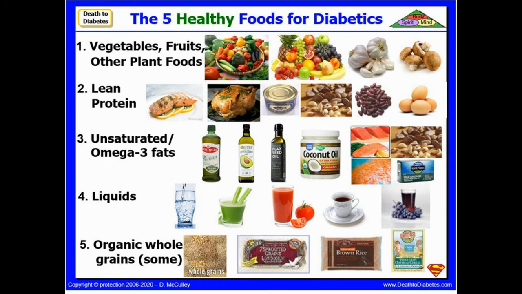And then liquids, which include juices, water, and green tea. The fifth one is whole grains, such as brown rice. So these are the five healthy food items for diabetic patients: vegetables, fruits and other plant foods; second, lean protein; third, unsaturated omega-3 fatty acids; fourth, liquids; and fifth, organic whole grains.